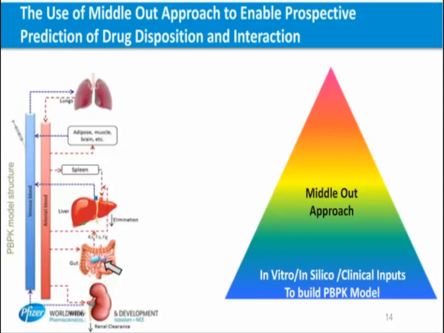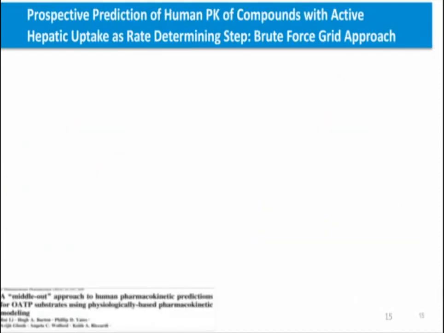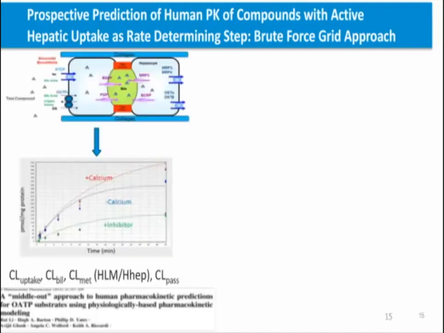Now, let me show you how we have done that. In Pfizer, before we make any investment, we always stage the investment. We first establish validation that will convince us that it is sound and it works. So we started with a sandwich culture, using it to provide certain inputs, which are shown over here: the uptake clearance, biliary, metabolism, and passive clearance.